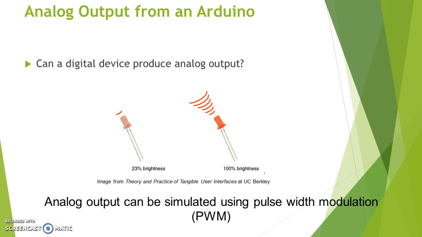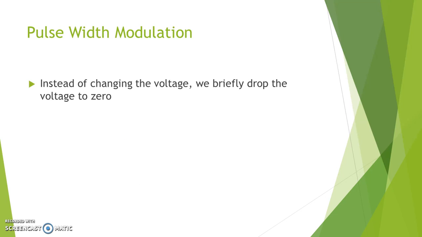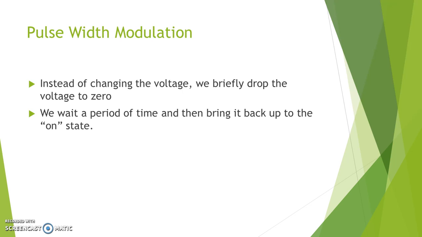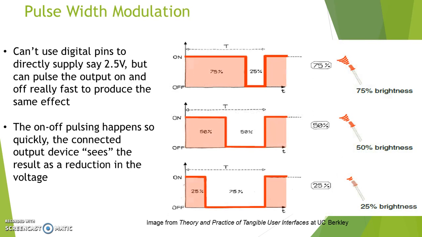So what is PWM? Well, it really isn't all that complicated. What we can do is, instead of changing the voltage, we can drop the voltage to 0. We wait a very brief period of time and then bring it back up to on, or in our case 5 volts.